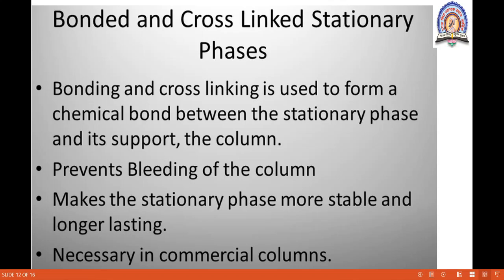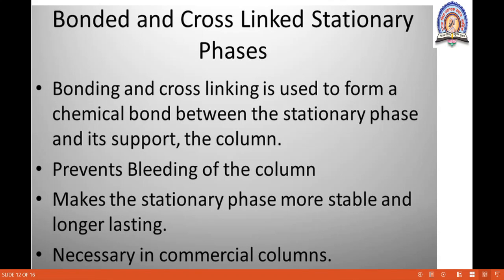This bonding and cross-linking is used to form a chemical bond between the stationary phase and its support, the column. This prevents the bleeding of the column and makes the stationary phase more stable and long lasting, and it is necessary in commercial columns. So bonded and cross-linked stationary phases are stable, they are long lasting, they prevent the bleeding of the column, and they are necessary in the commercial columns. Okay.